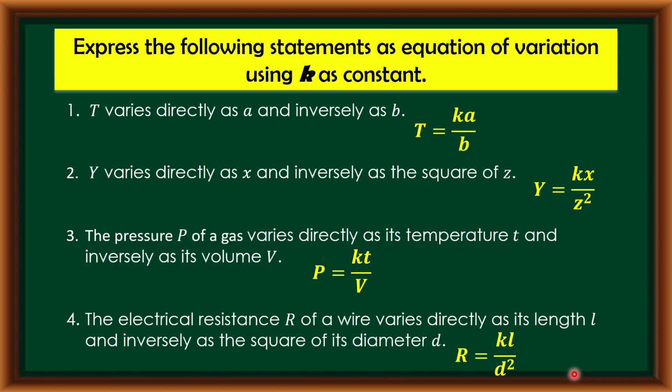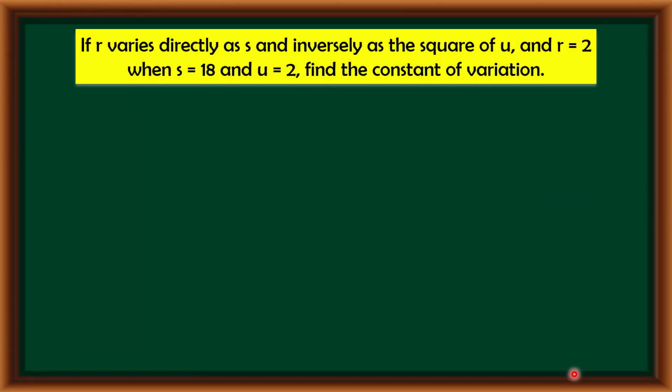So let us try to solve some problems involving combined variation. If r varies directly as s and inversely as the square of u, and r is equal to 2 when s is equal to 18 and u is equal to 2, find the constant of variation.